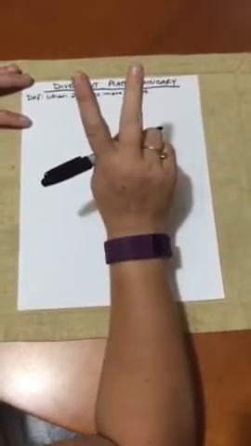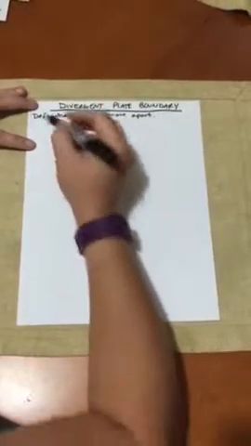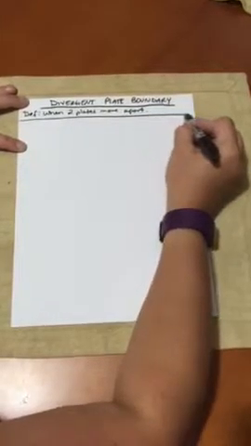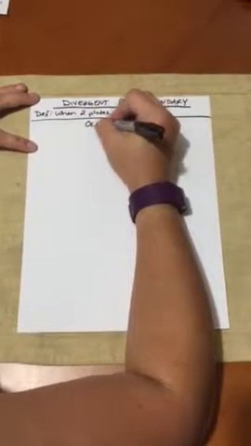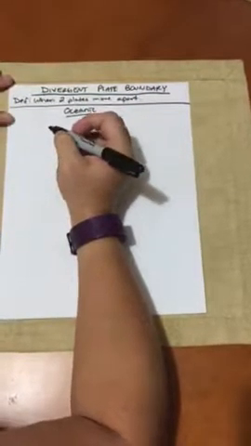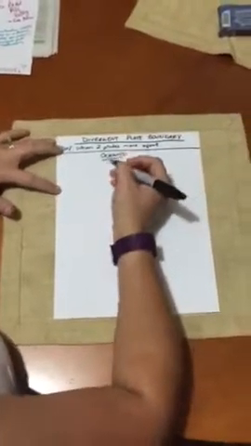There's two types of divergent plate boundary. There's an oceanic and there is a continental. So let's start with oceanic. An oceanic plate boundary is when the two plates of oceanic crust are moving away from each other.